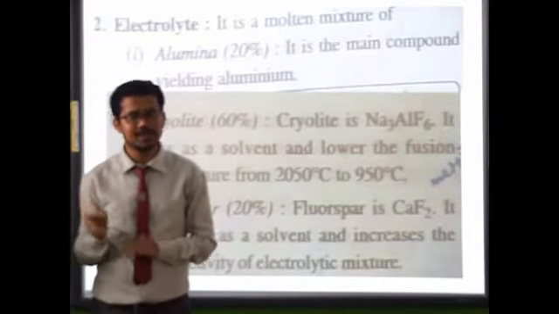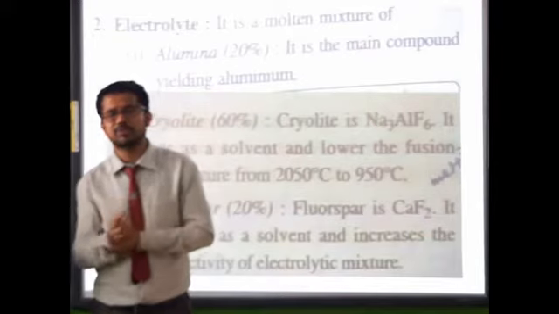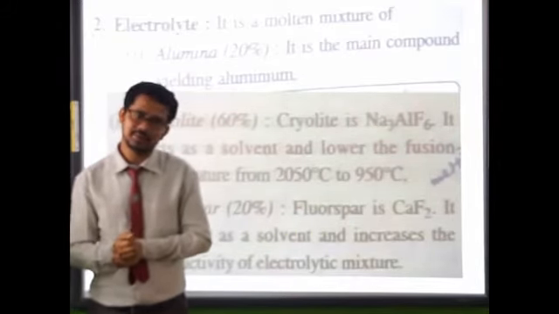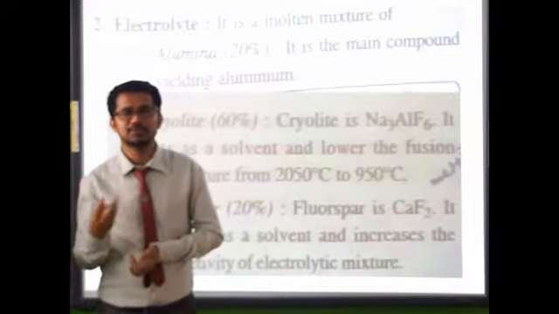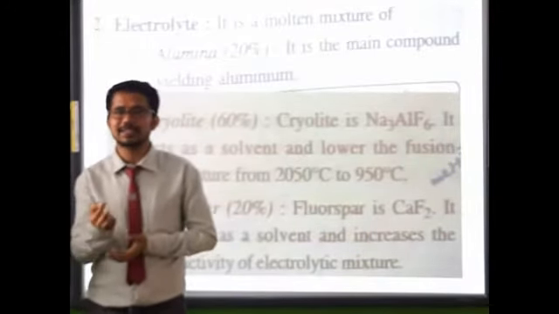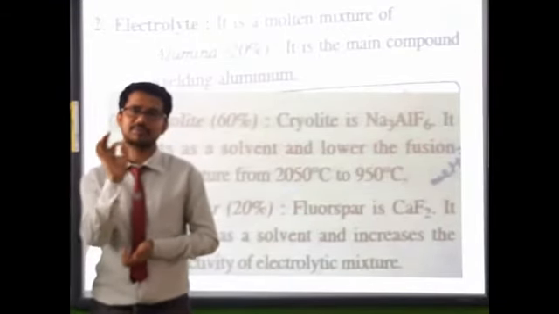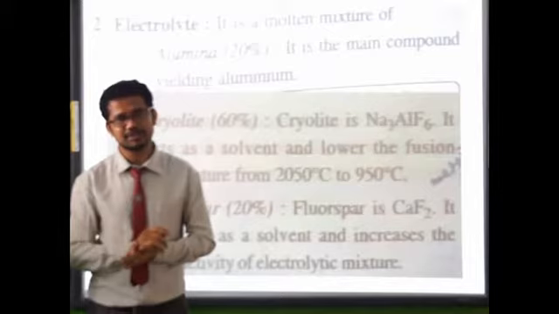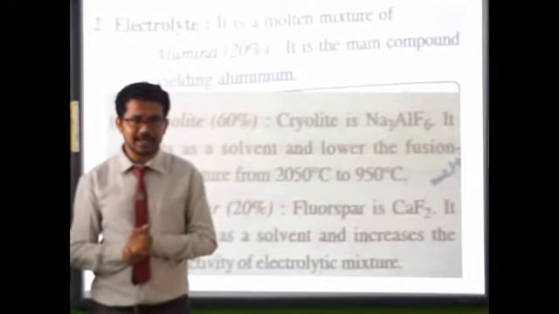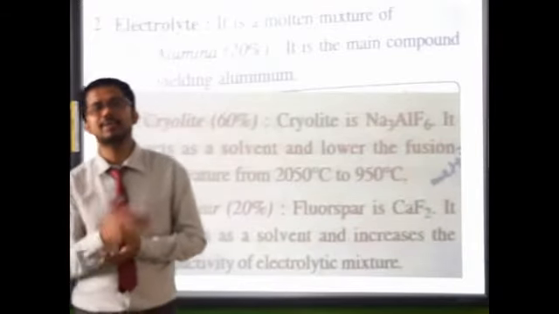One is alumina, that is required. That is the basic thing from which we are going to extract aluminium. Number 2, cryolite, and number 3, fluorspar. So why is cryolite added? So that it can reduce the fusion temperature of alumina from 2050 degrees Celsius to 950 degrees Celsius. It enhances conductivity. And fluorspar is added. It also enhances conductivity of alumina.